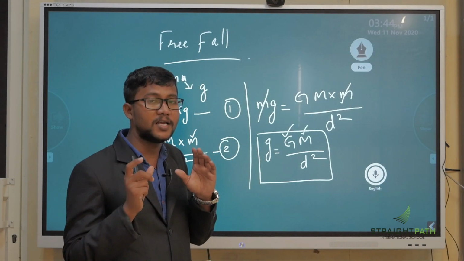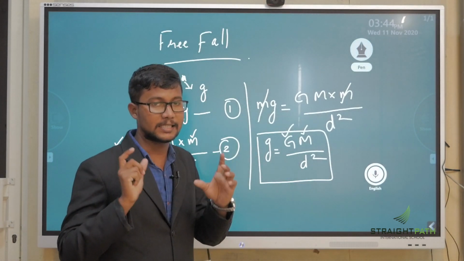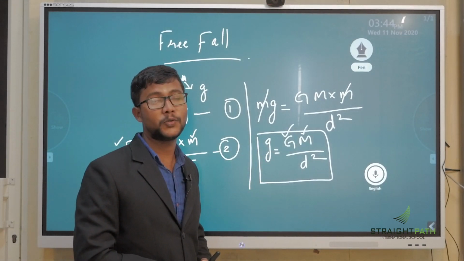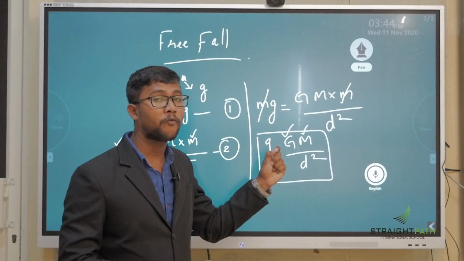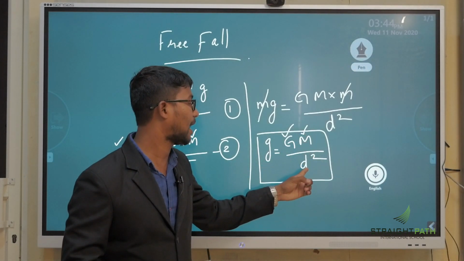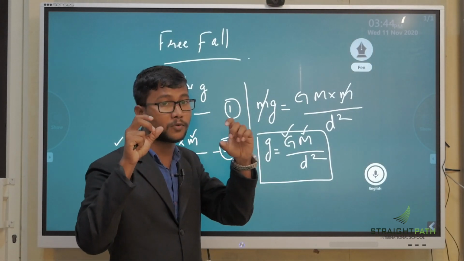Both balls will reach at the same time. Why? Because acceleration due to gravity is independent of the mass of the object. It only depends on the mass of the earth and the distance between the earth and the object. So it is independent of the mass of the object.